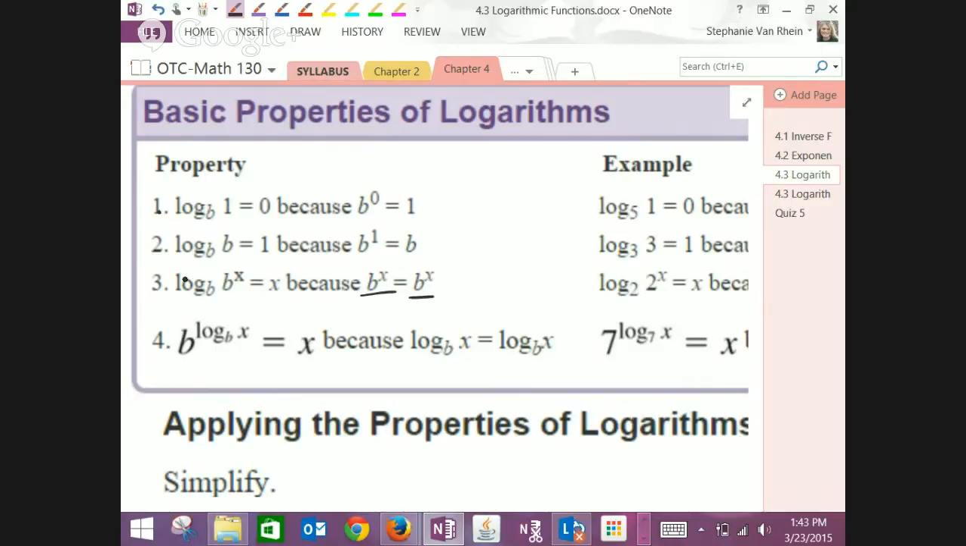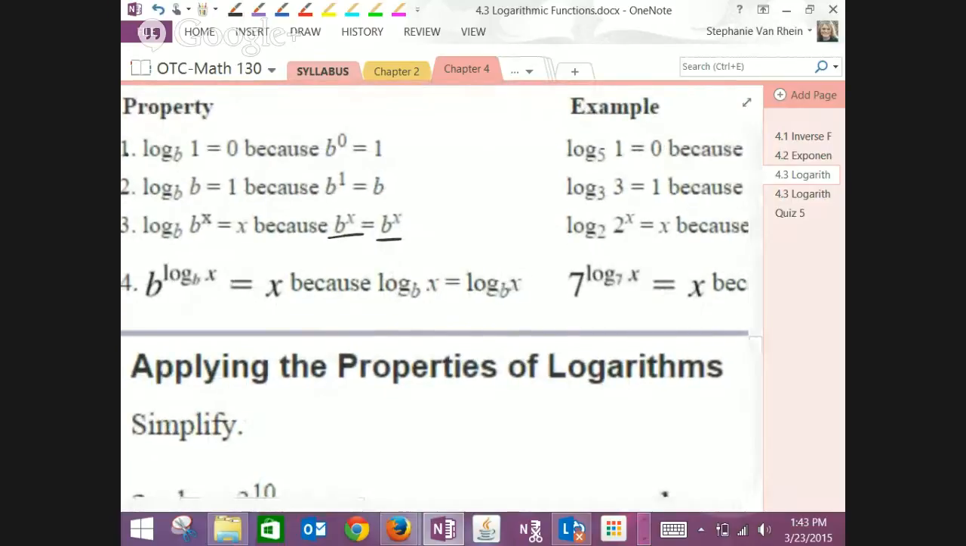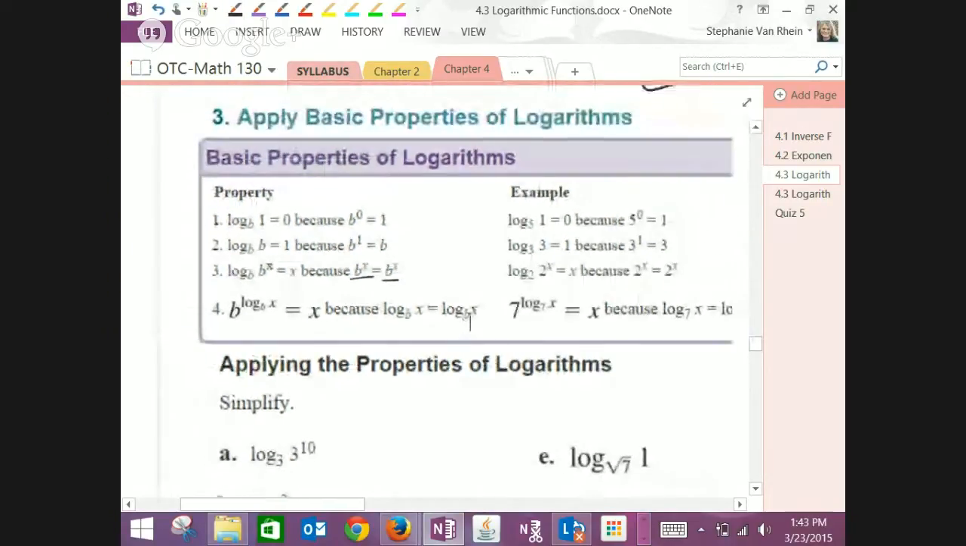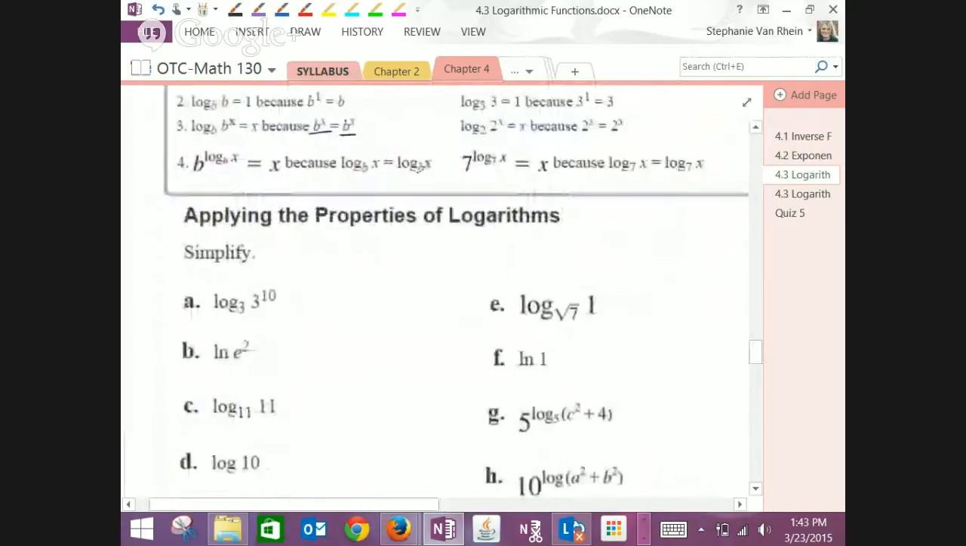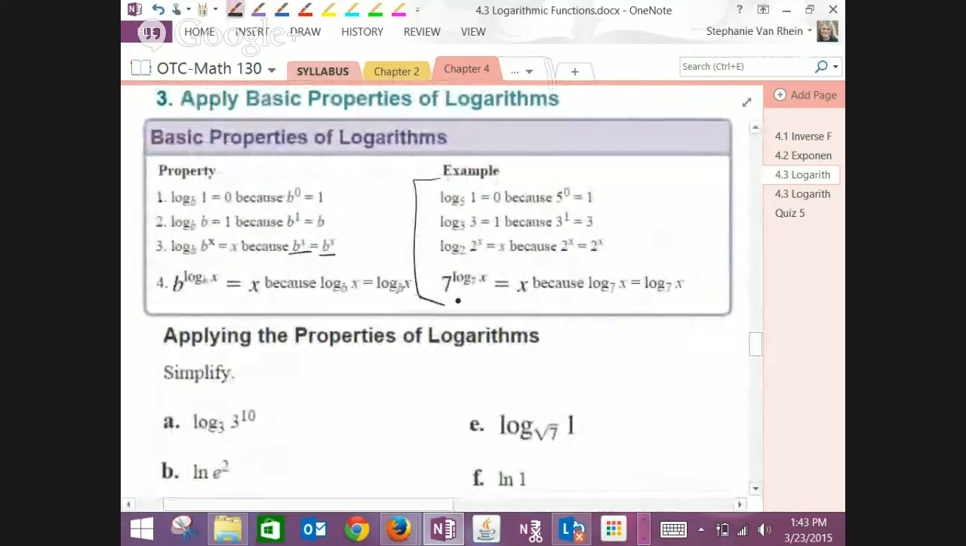This is the whole reason why we can cross out log base b times b to a power. And number 4 is saying the same thing. B to log base b of x equals x. Log base b of x equals log base b of x. Here's some examples that come in handy. And we've already kind of been doing this.